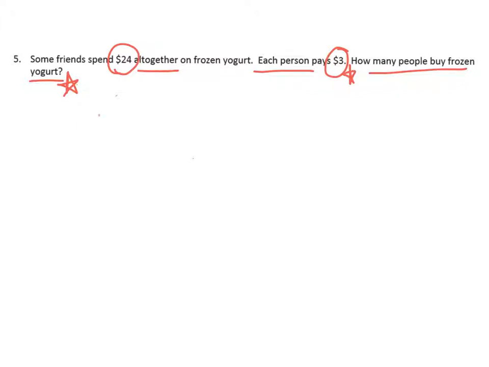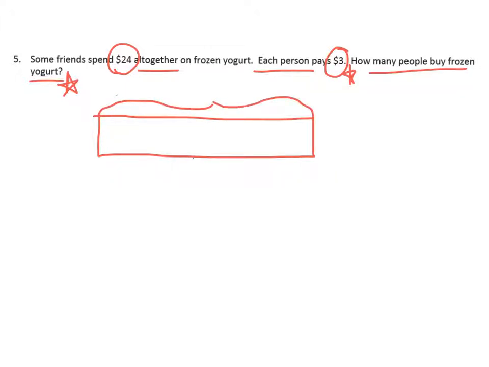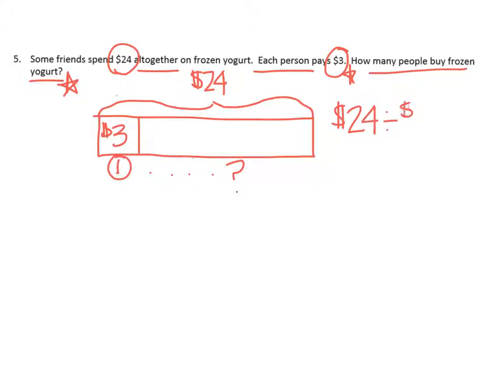I'm going to draw a tape diagram. So here's my piece of tape. It says that some friends spent $24 all together on the frozen yogurt. So that means that 24 is going to cover the entire piece of tape. That's my total. Each person pays $3. So that would be one person pays $3. How many people buy frozen yogurt? Well, I'm not actually sure about that. I do know that I started with a total of 24, and I'm going to divide it by 3 in order to get my answer.